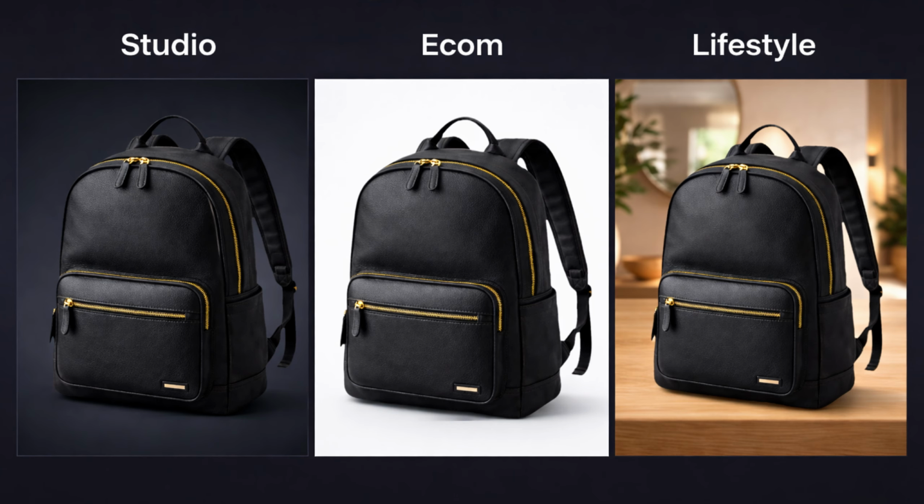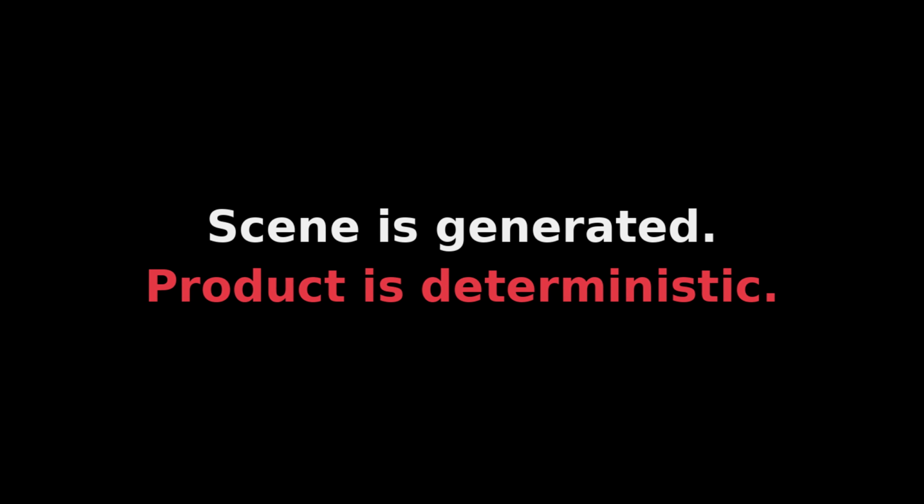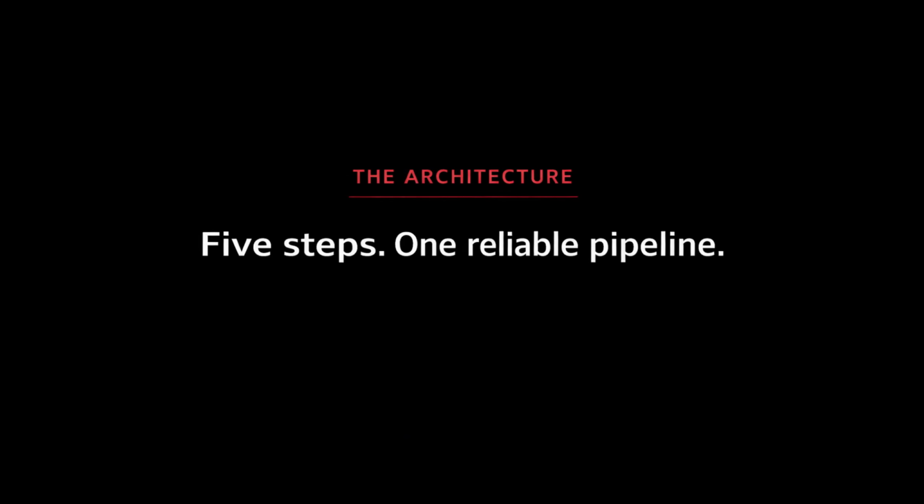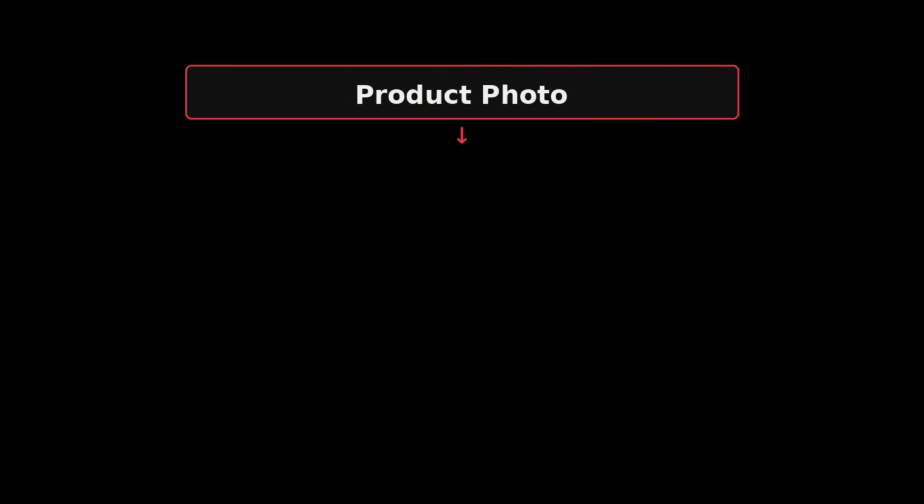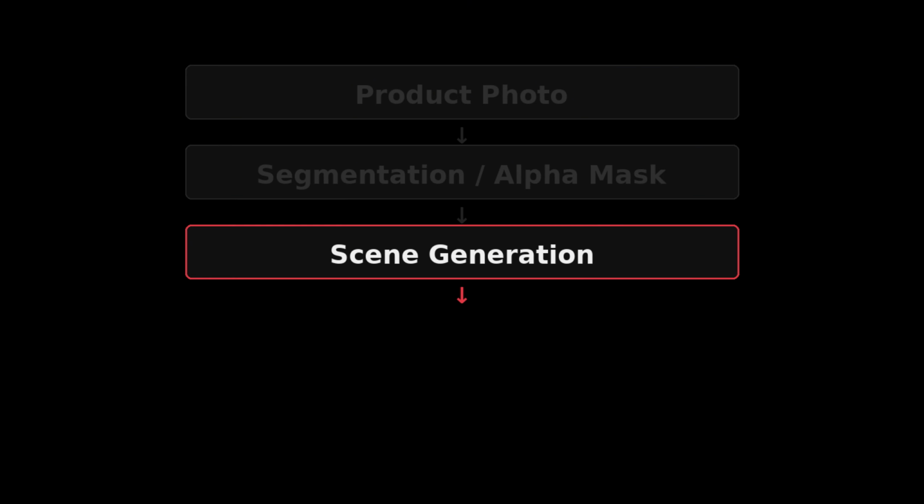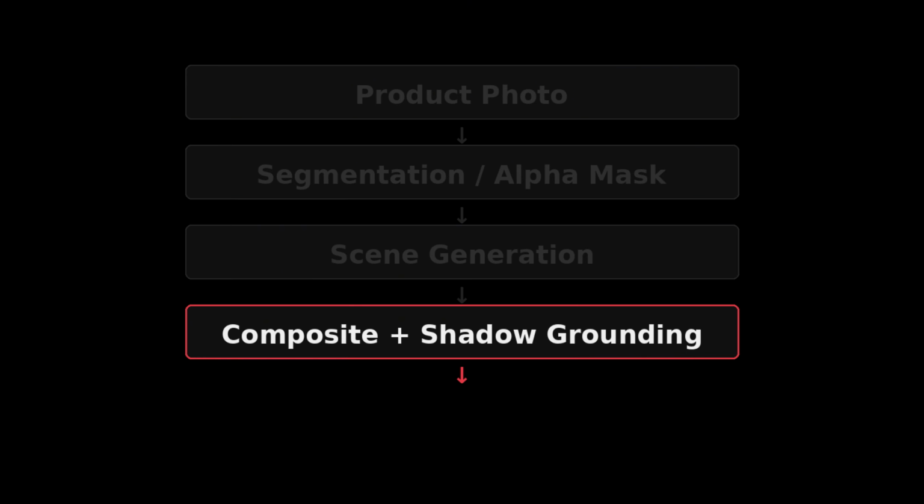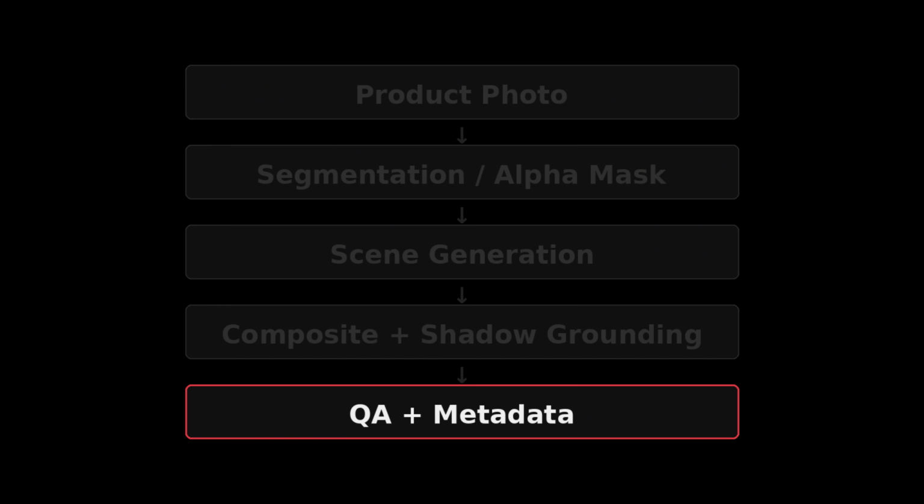So I stopped generating the product. I only generate the scene. That one decision fixes the entire system. The whole system is 5 steps. Start with the product photo, segment it cleanly, generate the scene, composite the product back in with proper shadow grounding, then run QA and export metadata before anything ships.